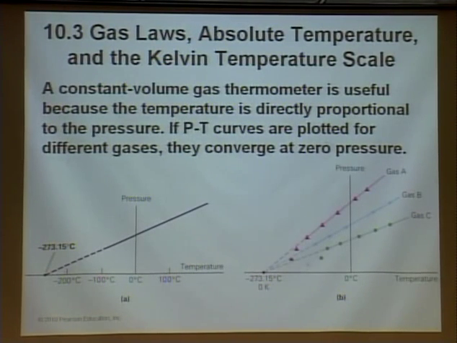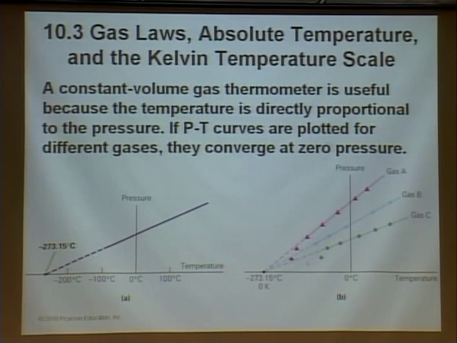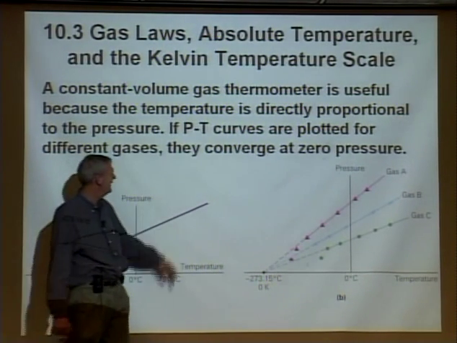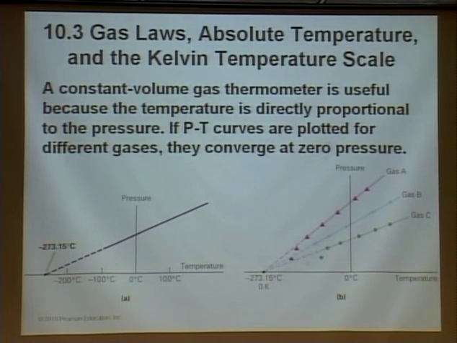Okay, now then, a constant volume gas thermometer is useful because the temperature is directly proportional to the pressure. You've probably all seen these PT curves, okay? They're plotted. Now, the curious thing happens down here in this area. Notice this is a nice linear relationship. As the temperature goes up, what happens to the pressure? It goes up, as long as we keep constant volume.